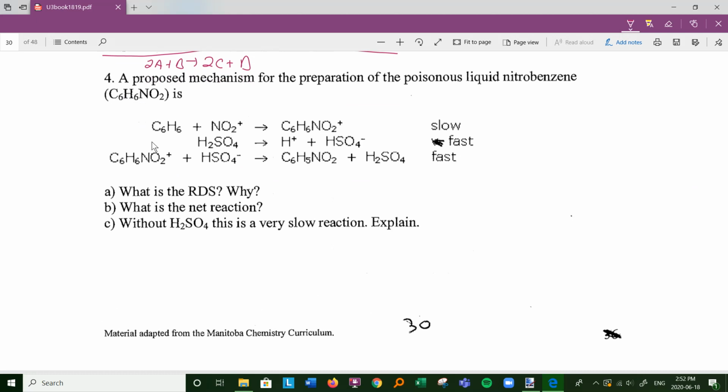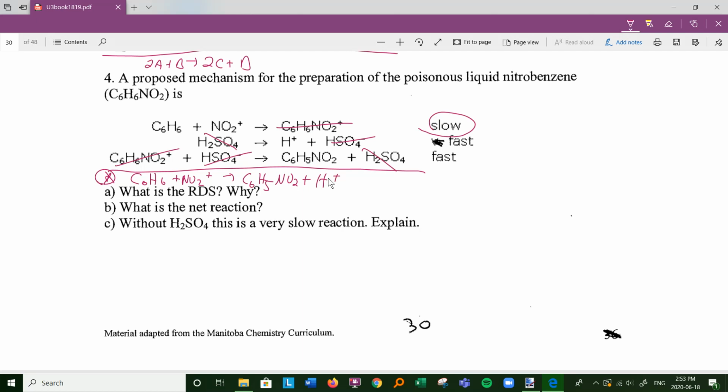Okay. 4, a proposed mechanism for the preparation of the poisonous liquid nitrobenzene is the following. What's the rate determining step? The rate determining step is the slowest step. So the rate would be K times C6H6 times NO2 plus. What's the net reaction? Well, to add this together, my intermediates, I got a C6H6NO2 plus. I got an HSO4 minus. Our intermediates, and H2SO4 is a catalyst. So I end up with a net reaction. You can do the RPIC diagram yourself. C6H6 plus NO2 plus goes to C6H5NO2 plus H plus.